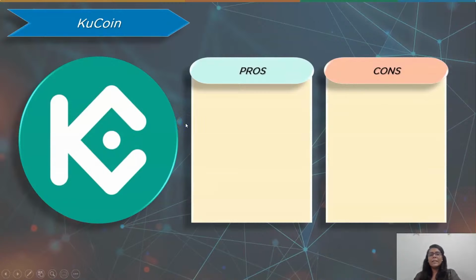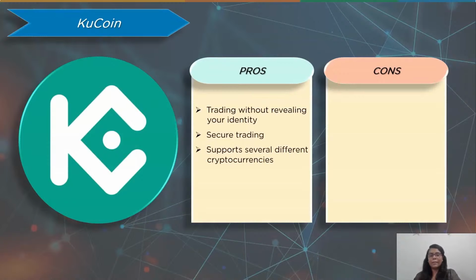KuCoin maintains the anonymity of the user while trading, yet it offers a secure platform as well. Also, it supports multiple cryptocurrencies. Coming to the cons, the trading volume of cryptocurrencies is pretty low, and also during heavy traffic, it can face some serious issues.